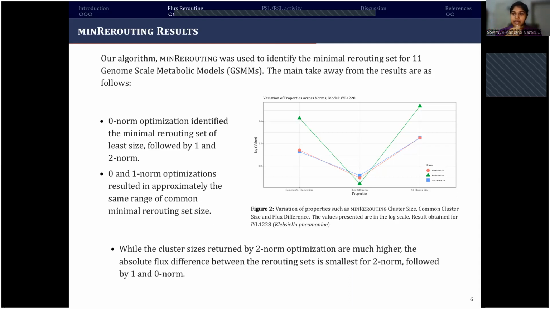One interesting thing is that when we only consider the reactions with significant flux change, we see that the 2 norm flux difference is lesser than 1 norm, followed by 0 norm. We would generally expect 1 norm to be the least, but when you consider a significance for the flux difference, it turns out 2 norm has a much lesser flux difference.